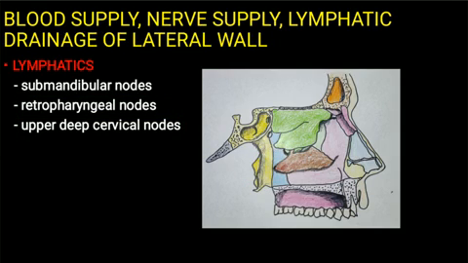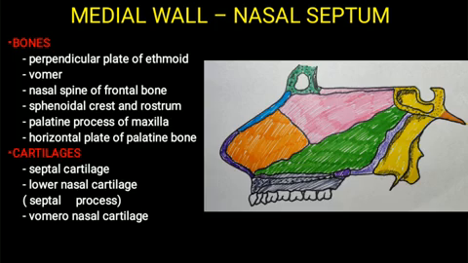Now let us talk about the medial wall. The medial wall of the nasal cavity, or the nasal septum. Again, in the medial wall, we are going to talk about the formative framework, its blood supply, nerve supply and the lymphatic drainage. Unlike the lateral wall, which is entirely bony in nature, the medial wall is formed by both bones and cartilages. The anterior superior quadrant of the medial wall is formed by the perpendicular plate of ethmoid.